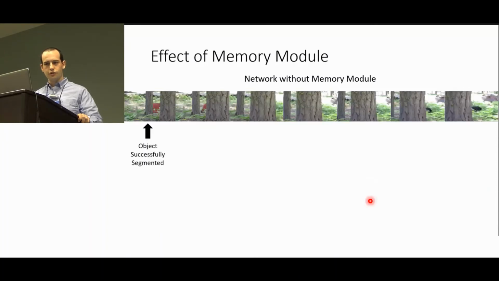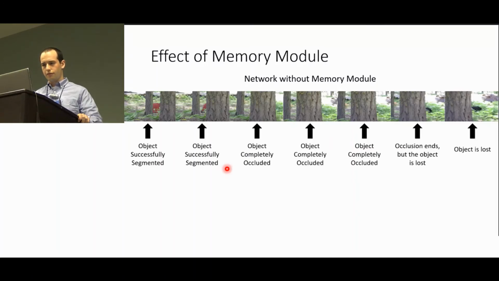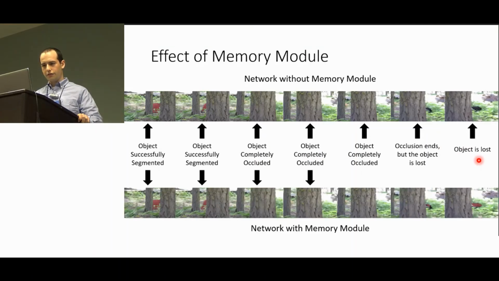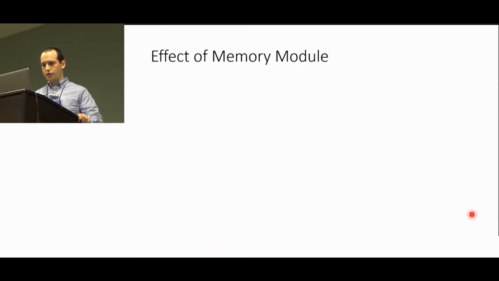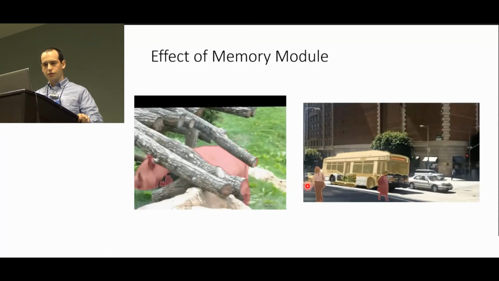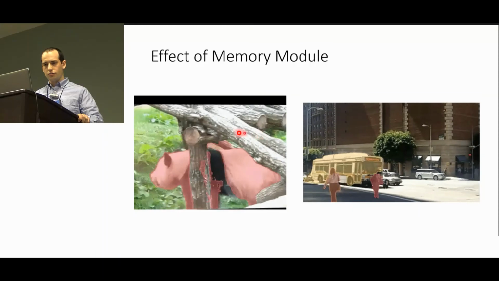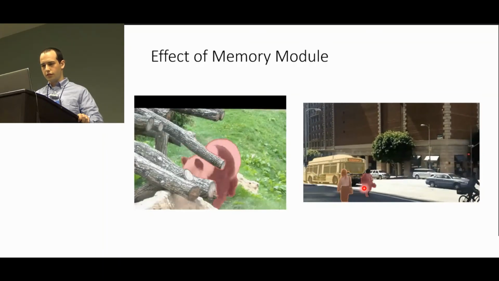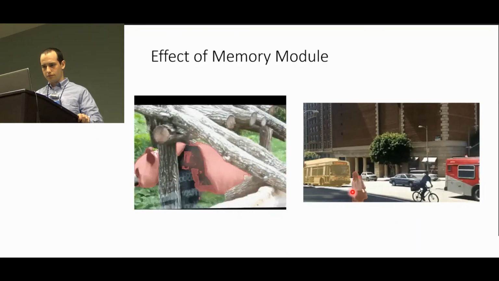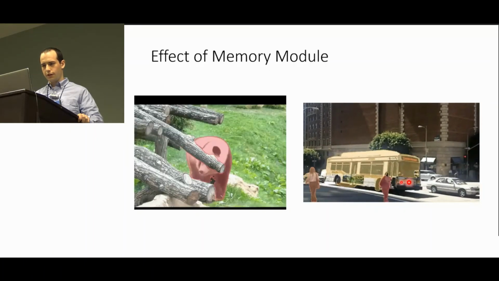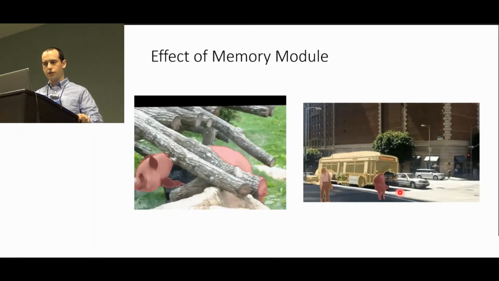Similarly, in cases of occlusion, it's successfully segmented, and then this is occluded for quite a long time. But without the memory module, the object is lost. With the memory module, even after this large occlusion, the frame capsules remember where the object is, and it's able to successfully segment the bear. So here are some video examples. The bear is occluded by this wood, and also this woman segmented in pink is occluded by this other woman, and it's segmented even after the occlusion.